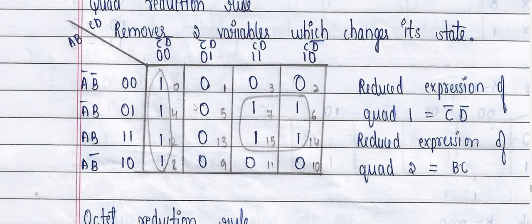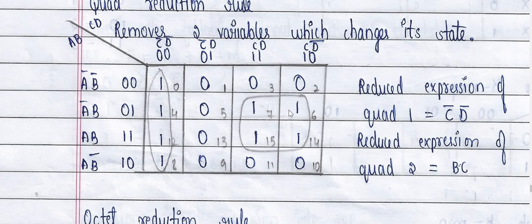Okay. Then we can consider the next quad. Next, which is the next quad? Columns 7, 6, 15, 14. 7, 6, 15, 14 is the second quad. Quad 2. Then how to reduce quad 2?